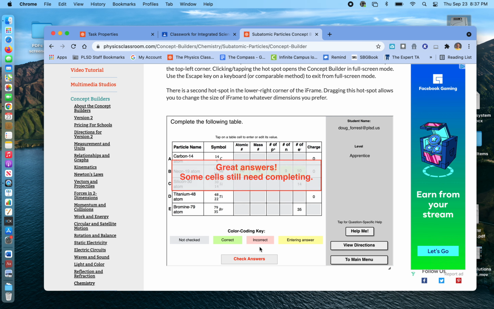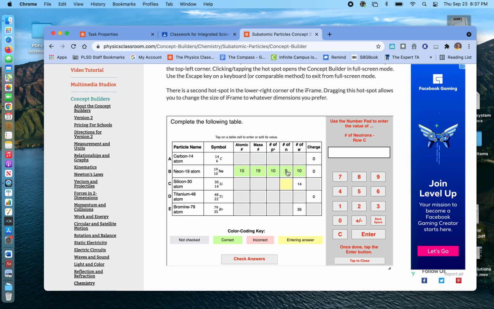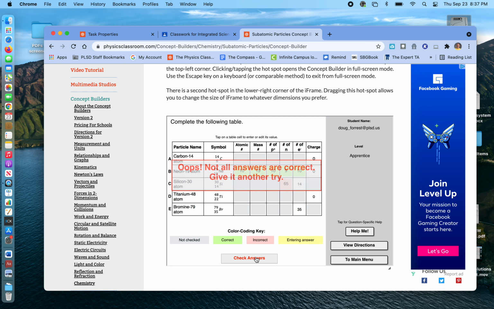Great answers. Some cells still need completing. Okay. And your health does go down depending on things. So let's say I screwed this up. Oh, it's not letting me change those. So let's say I put 76 in here, and 65. Okay. And I check that again. Oops, not all answers are correct. Give it another try. So that's how we do that.